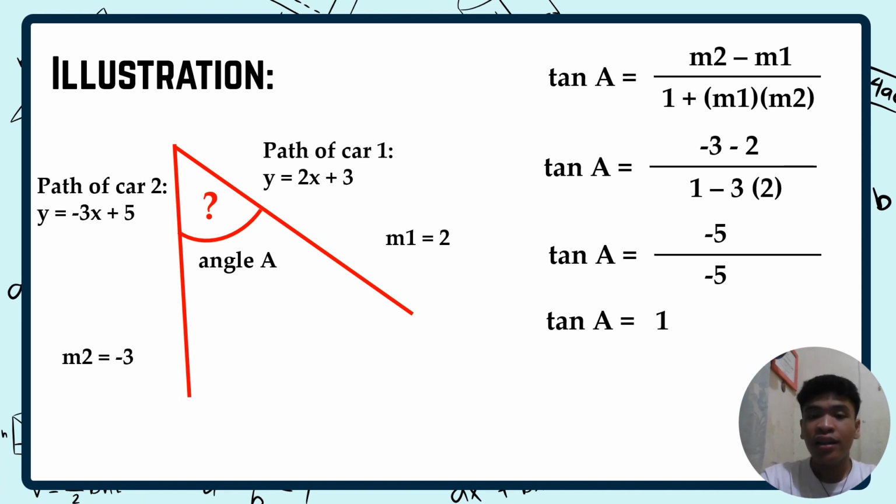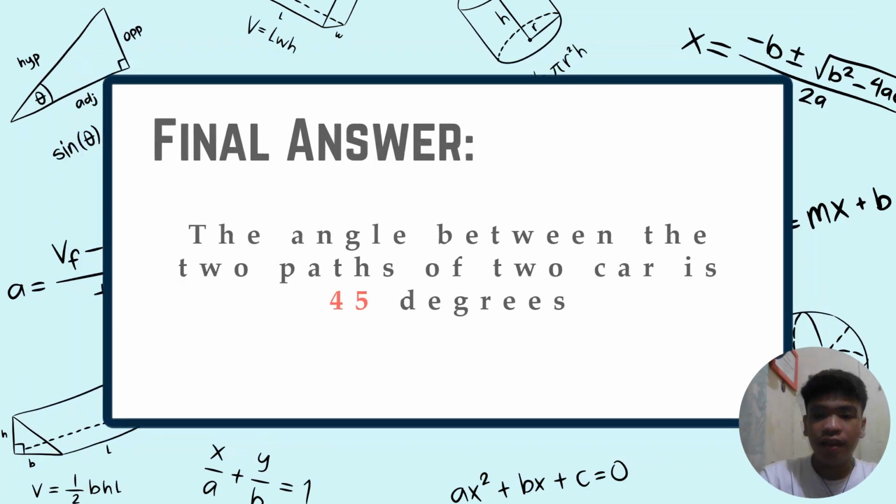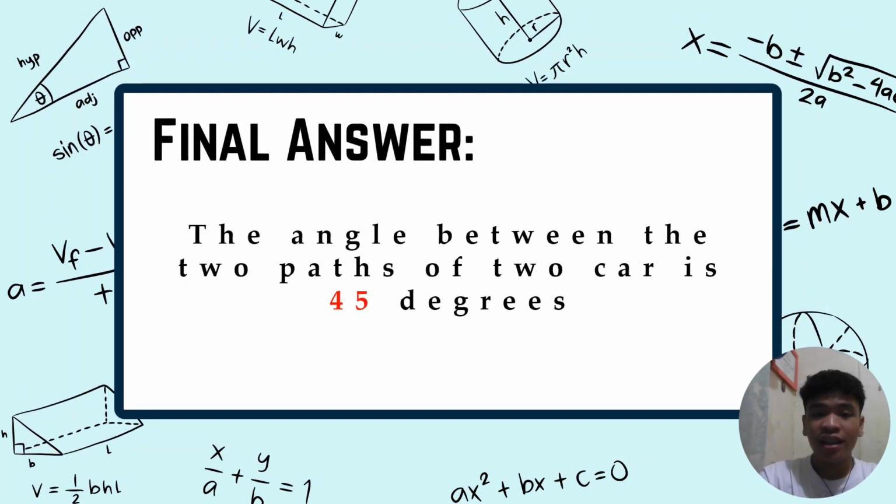Let us transpose the tangent to solve for angle A. That would be angle A equals arc tan of 1. And with that, the answer would be 45 degrees. Therefore, angle A is equal to 45 degrees. And with that, our final answer is the angle between the two paths of the two cars is 45 degrees.